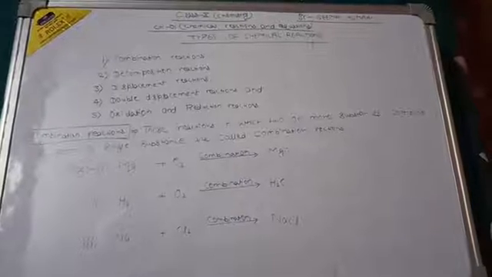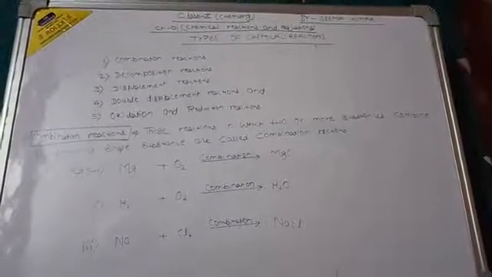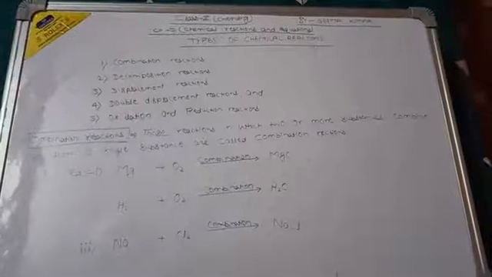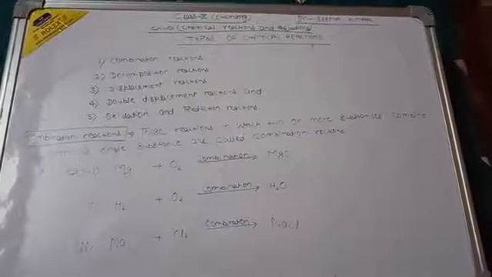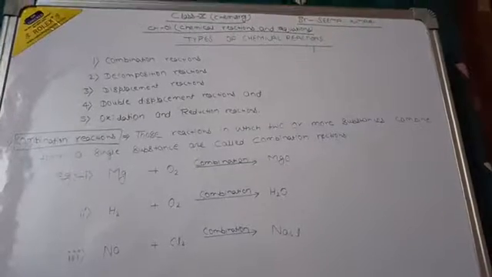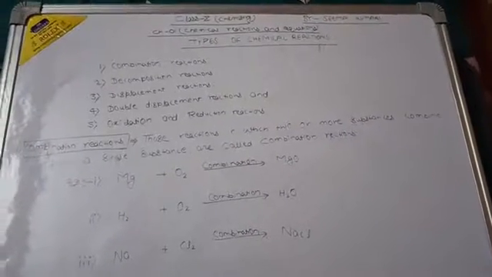Here I am, Seema, to discuss the types of chemical reactions from Chapter 1, Chemical Reactions and Equations, of class 10 chemistry. In the types of reactions, I'll discuss combination reaction, decomposition reaction, displacement reaction, double displacement reaction, and oxidation and reduction reaction.